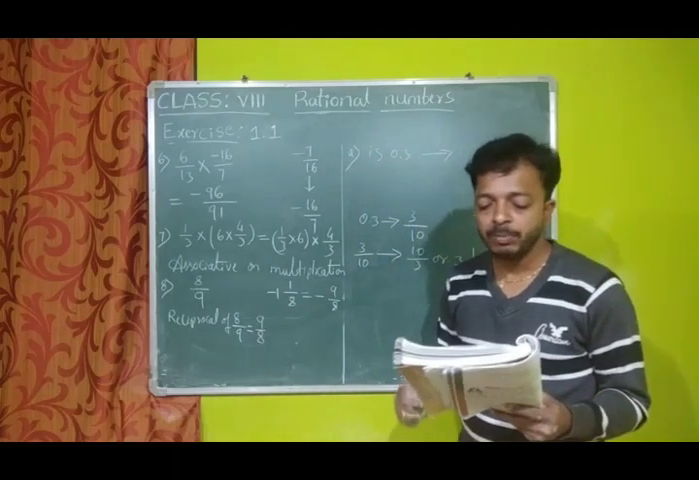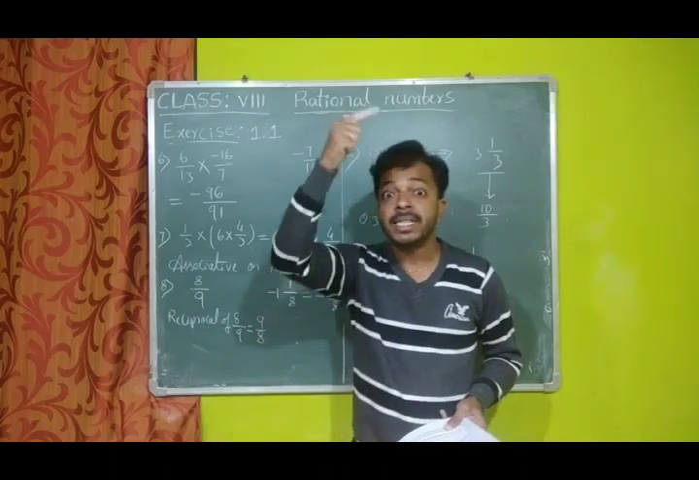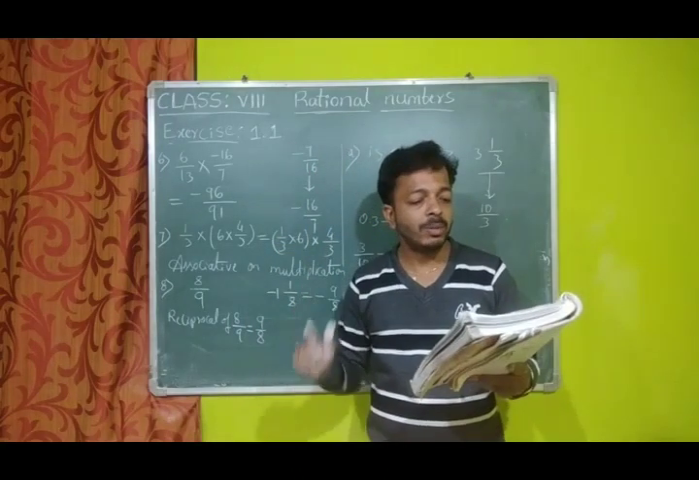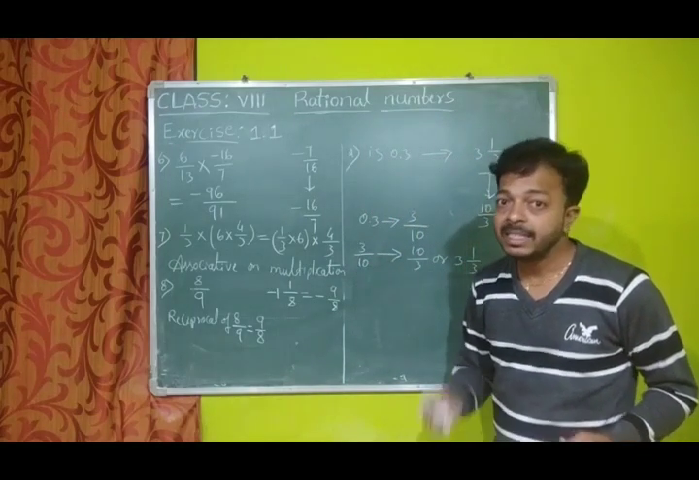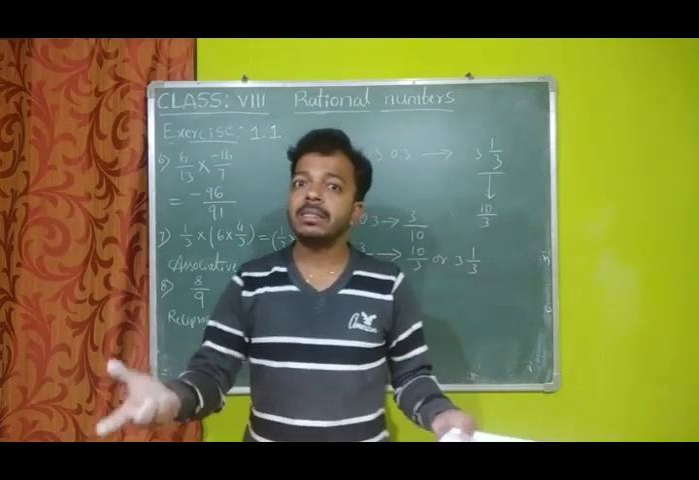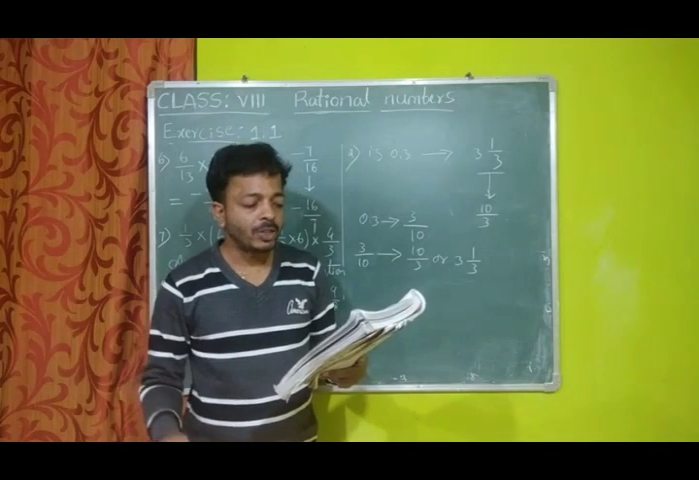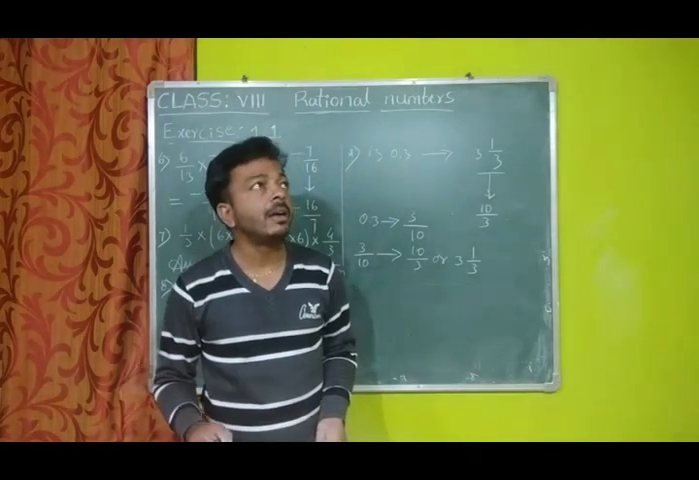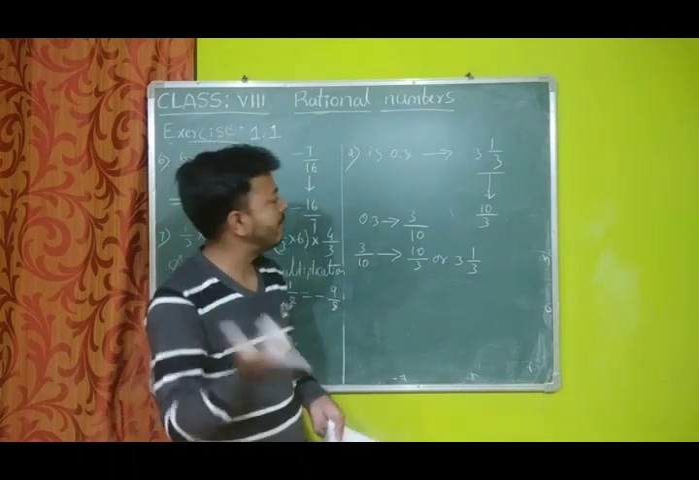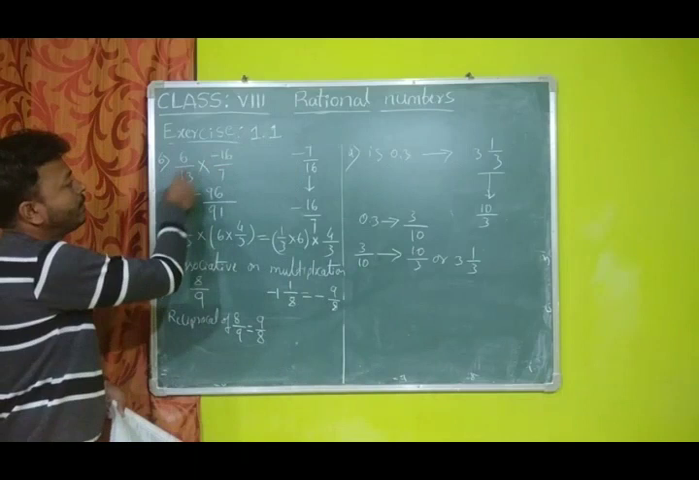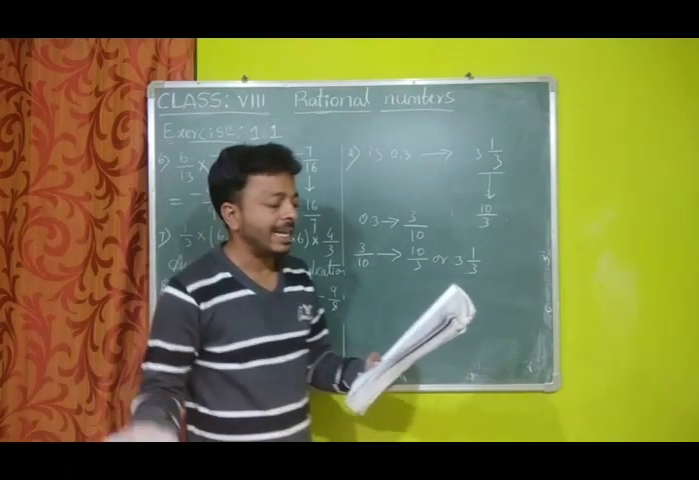Third one: the reciprocal of minus 5 is minus 1 upon 5. And the reciprocal of 1 upon x is x. Next, the product of two rational numbers is always a what? The product of two rational numbers is always a rational number.